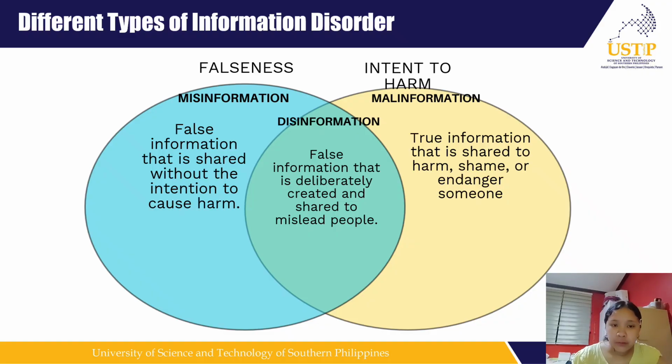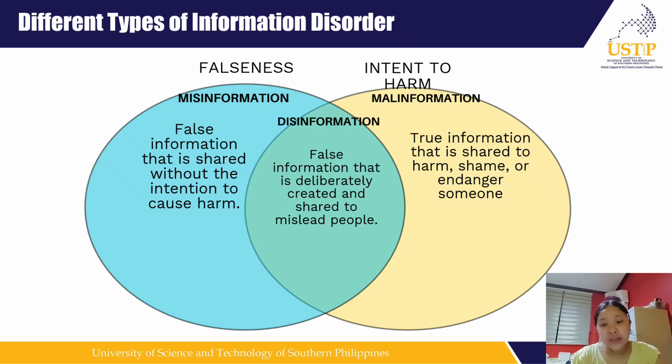So you have here misinformation under falseness. Why? Because misinformation is false information that is shared without the intention to cause harm. It is usually shared by people because they believe the information to be true and they believe that it can help or assist people. That's why they are sharing it.